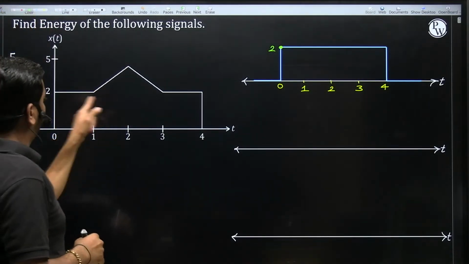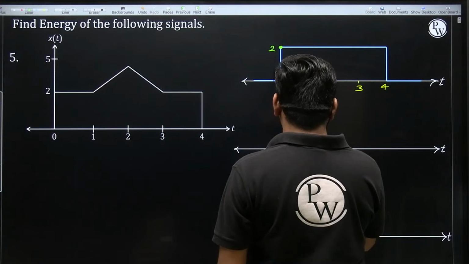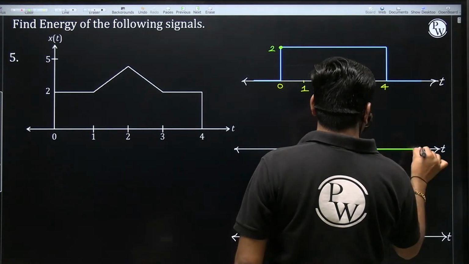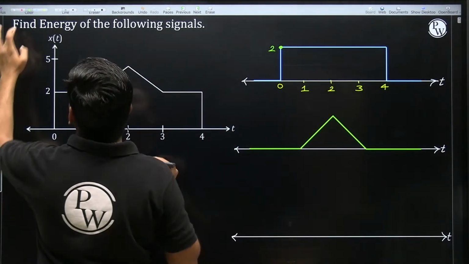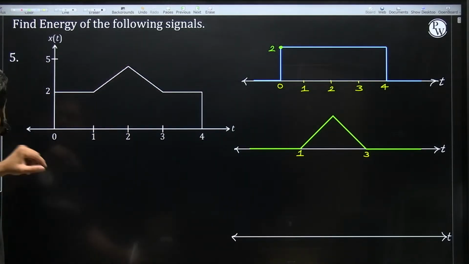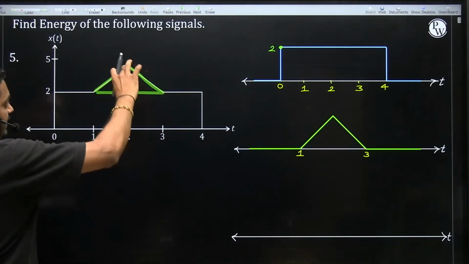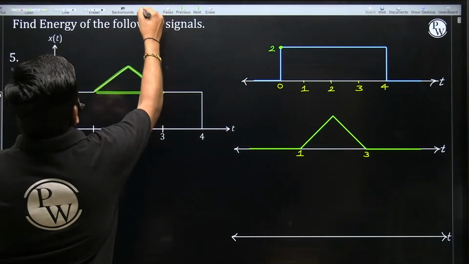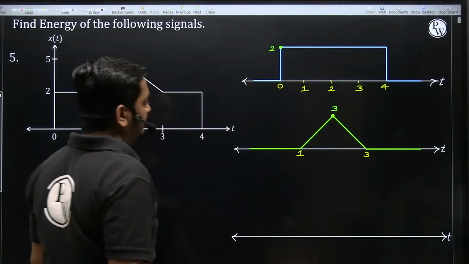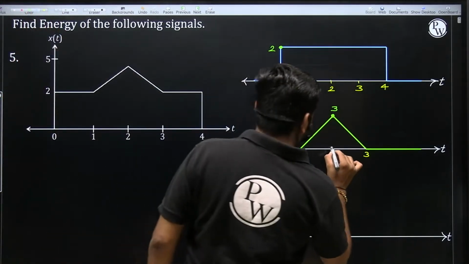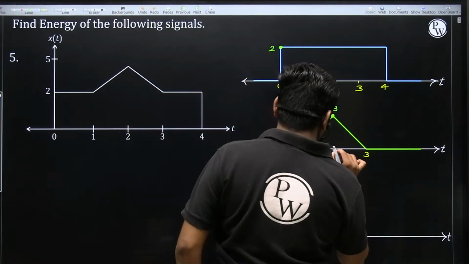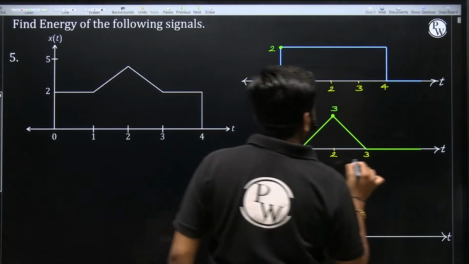And let us consider this second function between 1 and 3. There is a triangle function, correct? What is the height of this function? You can see the height is 3, guys. Peak amplitude is 3. Are you getting? Fine. So the middle point is 2, this is 0, this is 4.